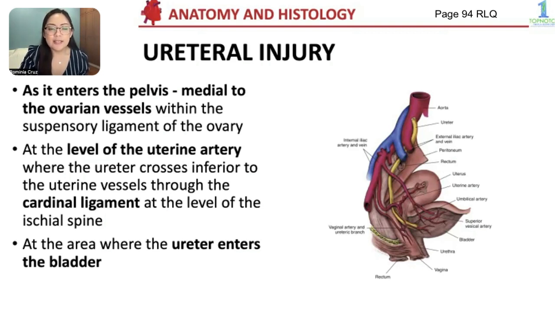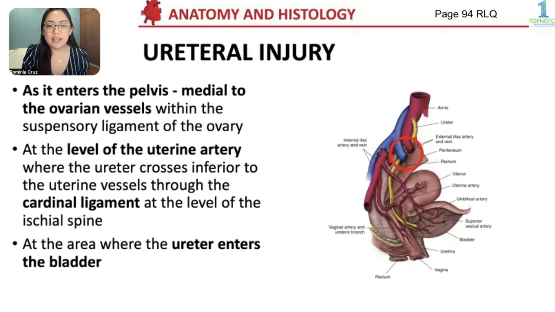So first is immediately as it enters the pelvis, at the area where the ureter lies just medial to the ovarian vessels within the suspensory or the infundibulopelvic ligaments, di ba? Remember, we have to ligate this ligament para ma-separate mo yung uterus to the ovaries. So this is the first common site for your ureteral injury.